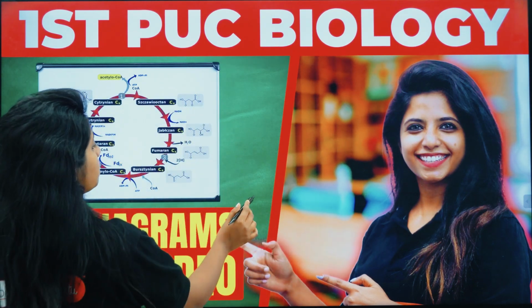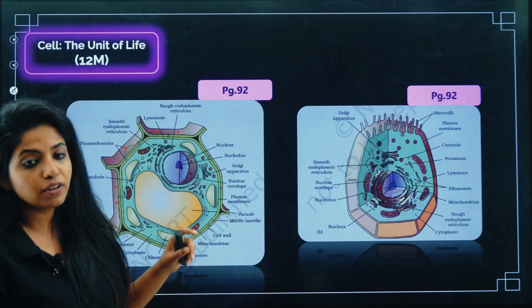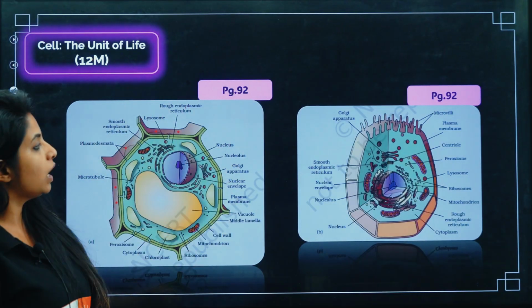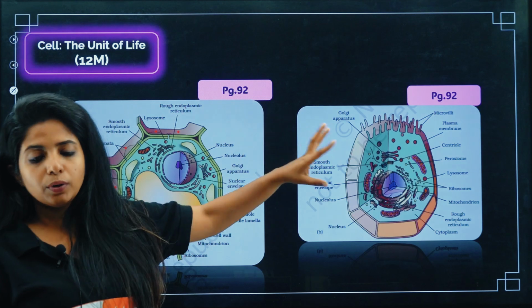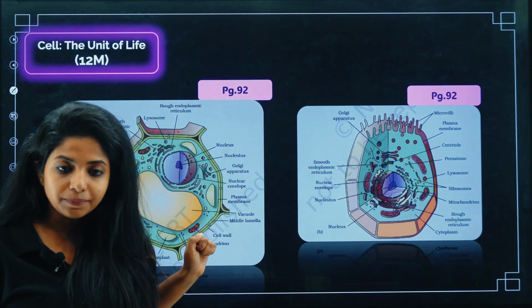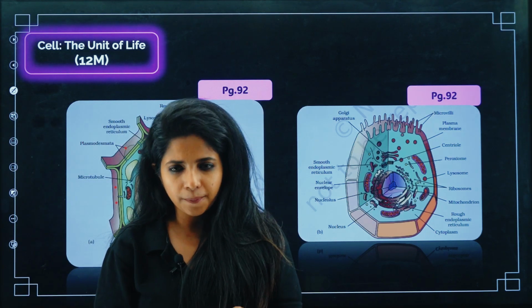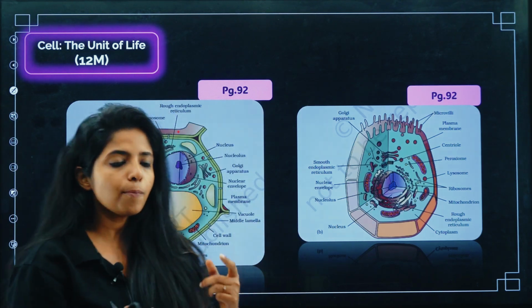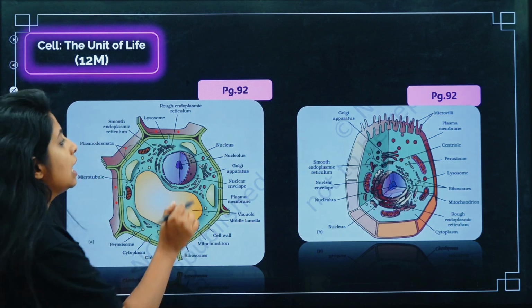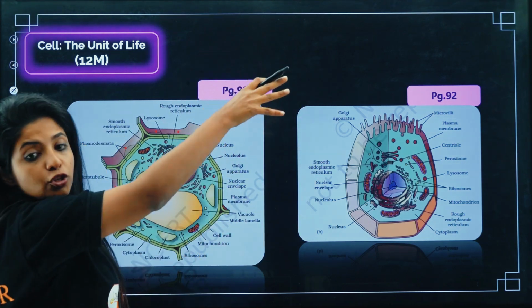So for instance, let me talk about the first chapter. I have put, according to the chapter weightage, the cell, the unit of life. You have the plant cell and animal cell on page number 92. Look at this diagram really carefully, then close the book and try to draw it by yourself. Now open your book and label it accordingly. Try to label it in the picture that you have made.